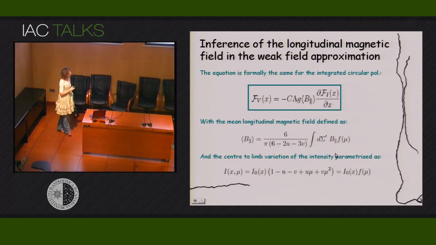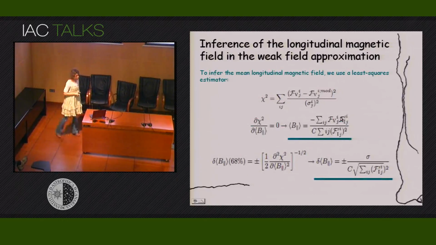We did it with a least squares minimization. This is the chi-square. And this sum goes over wavelength, which is J, and spectral lines. We took the derivative to find the minimum of this and obtain the magnetic field, which has this very nice and simple formula, which depends only on observables. And this is the expression for the error. And this sigma is the noise of the data. Well, and these are the results we got.